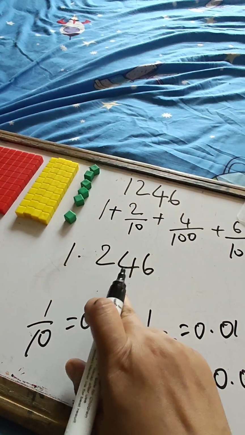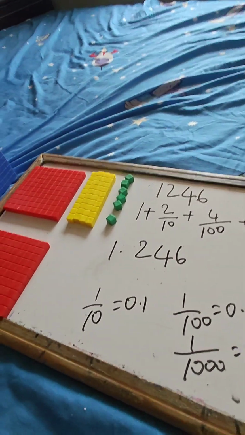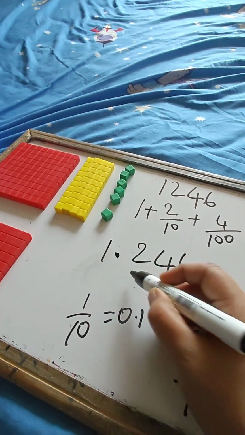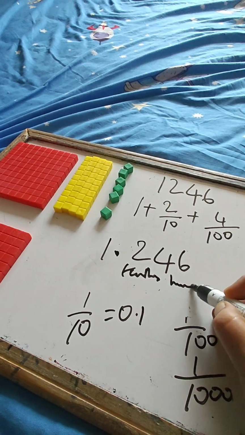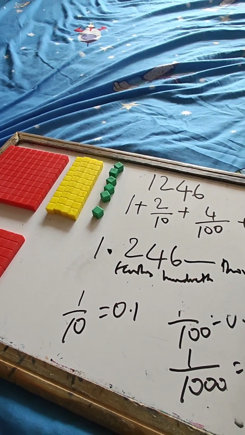This is 1.246. And in this, again, if we look at place values, this is 1's place. After the dot, this is 10's place. This is 100's place. And this is 1000's place.